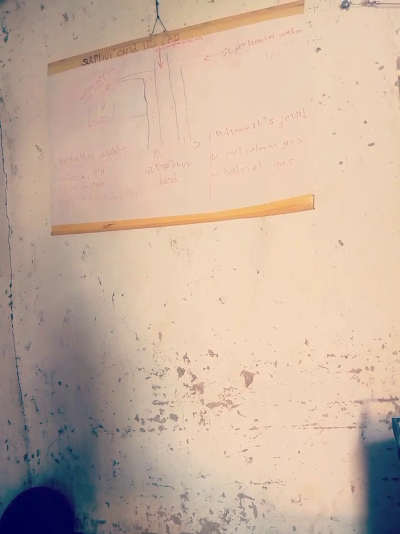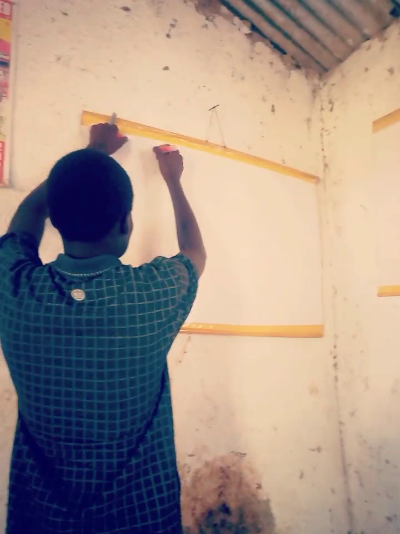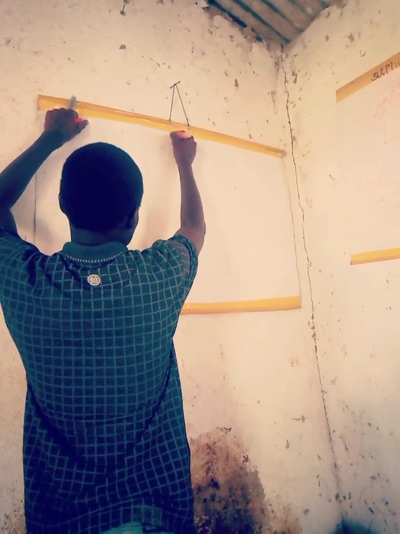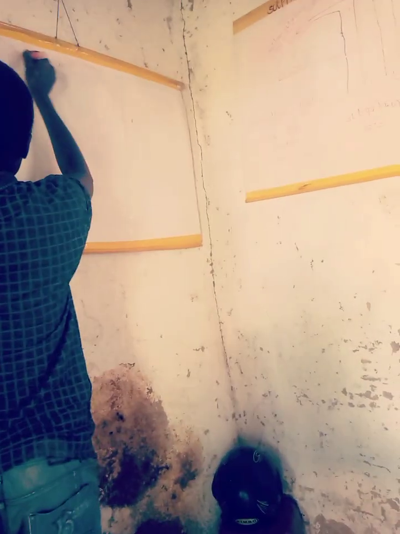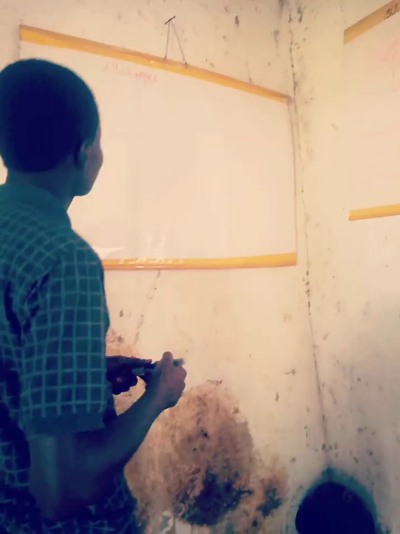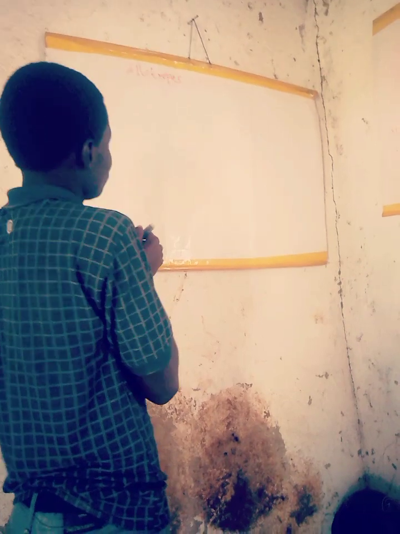Then now let's talk about allotropes of sulfur. We have two allotropes of sulfur. The definition of allotrope you were taught in Form 2. You can go and revisit your notes.